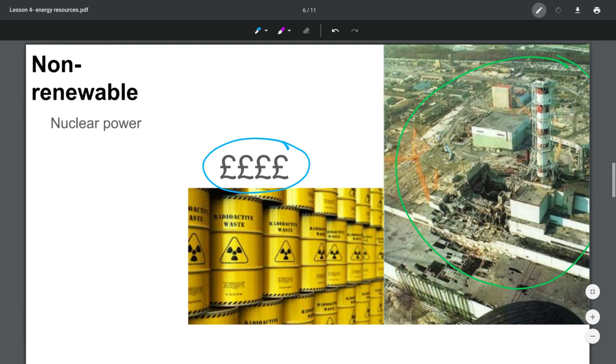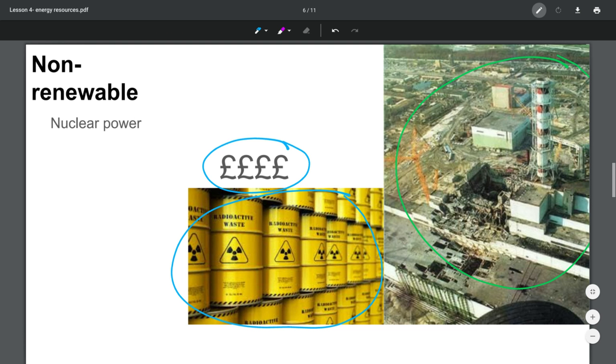Things need to be replaced, and they get decommissioned, they get taken down and built elsewhere. So that's very expensive. And one major downside is this stuff here. This is nuclear waste. Once you've split your atom, unfortunately, what you're left with is waste products which are very radioactive. What that means is they're throwing out something called radiation, which has various forms. It's not very good for you and can cause problems. So the nuclear waste has to be stored very carefully in special containers, like so.